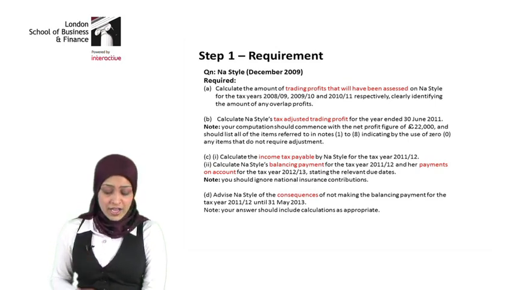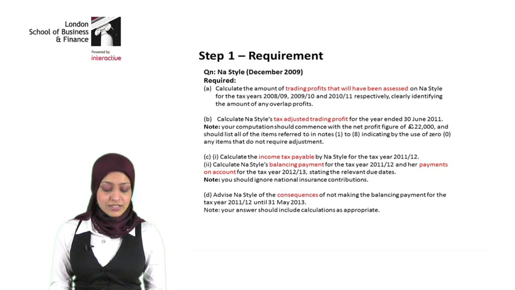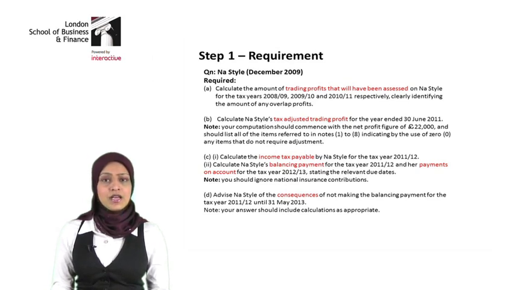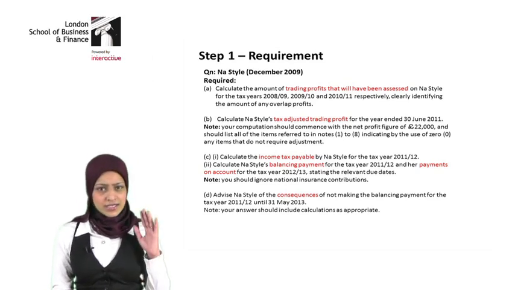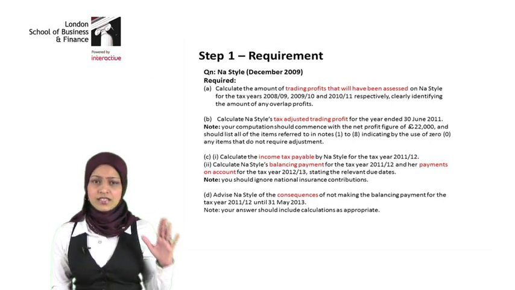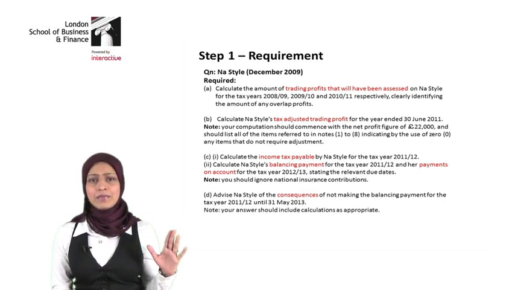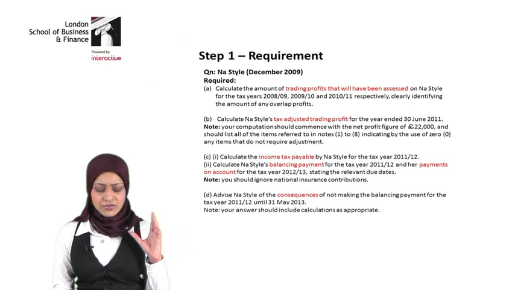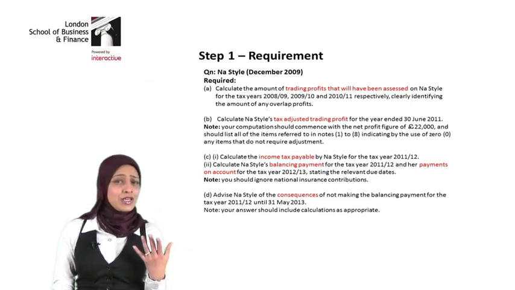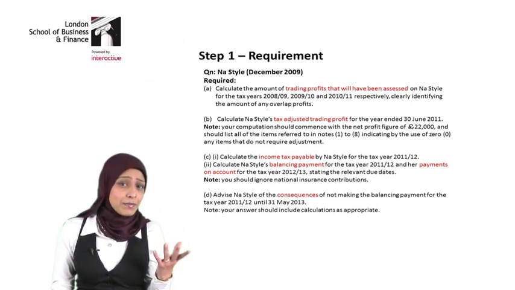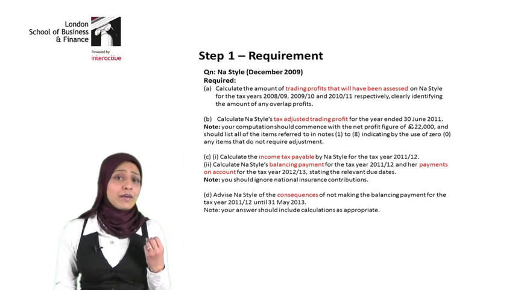Part A, calculate the amount of trading profits that will be assessed on Na Style for the tax years 08/09, 09/10, 10/11 respectively, clearly identifying any amount of overlap. So I'm thinking assessment of profits. Assessment of profits is simply CYB rules, especially if the requirement has mentioned something along the lines of overlap profits, identify overlap profits.